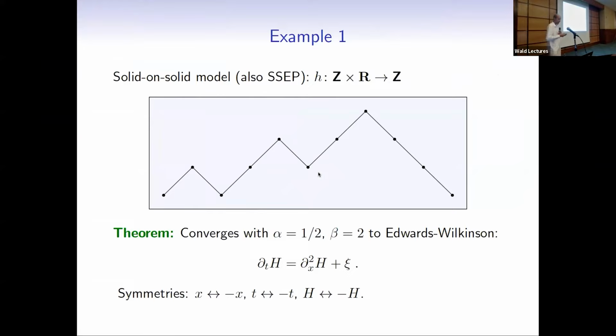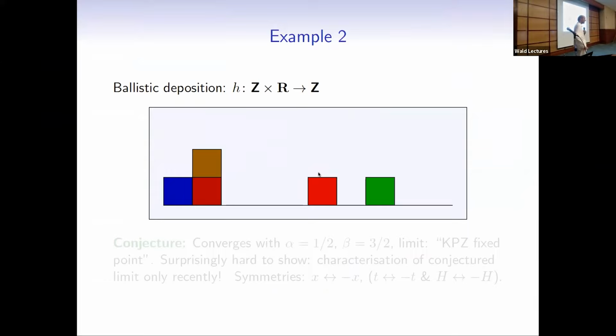Okay, so now here's another example. That's the KPZ model. So again, the height function is discrete. So again, the state is discrete and the values are discrete. And the way to interpret it this time is that you really have a pile of bricks, and the height function is just the top of the pile of bricks. And the way the bricks pile up is that, again, there's a Poisson clock on every site. When the clock rings, a brick falls from the sky.